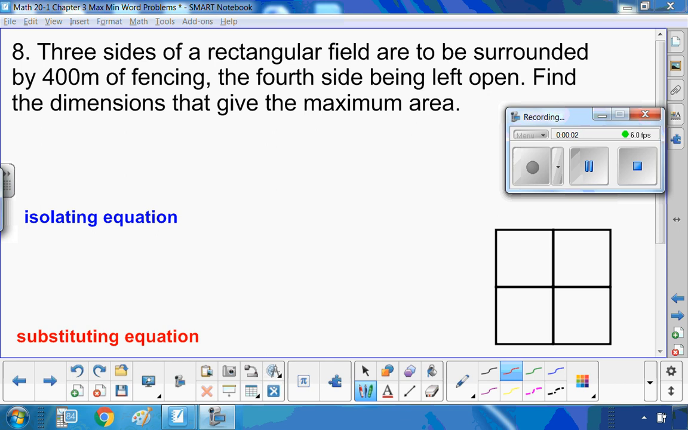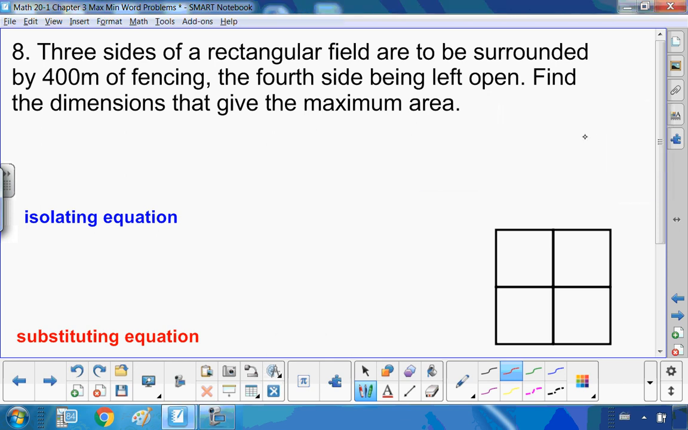In this question here, we also have a perimeter question with a little bit of a twist. We have 3 sides of a rectangular field, and it's going to be surrounded by 400 meters of fencing, the 4th side being left open, meaning it has no fence. So labeling this, I have a width and a length, and I'm told that I have 400 meters of fencing.